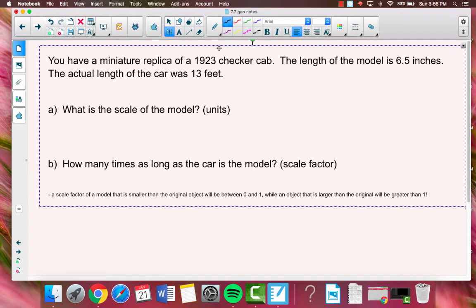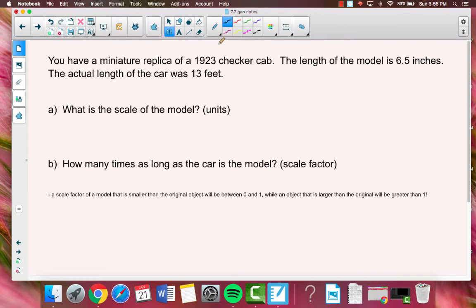So let's try an example where we have to know the difference between the scales and the scale factors. This example says you have a miniature replica of a 1923 checker cab, and it says the length of the model is 6.5 inches, so that's important. And it says the actual length of the car is 13 feet. So two numbers that we're going to use.